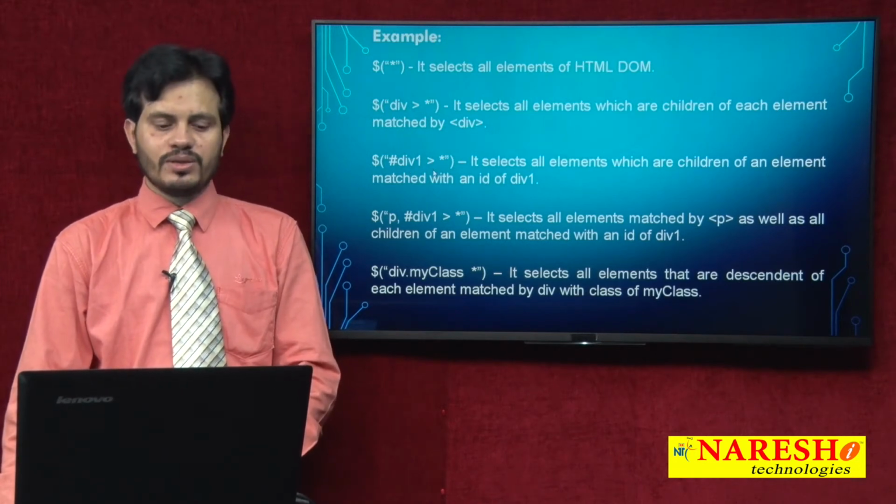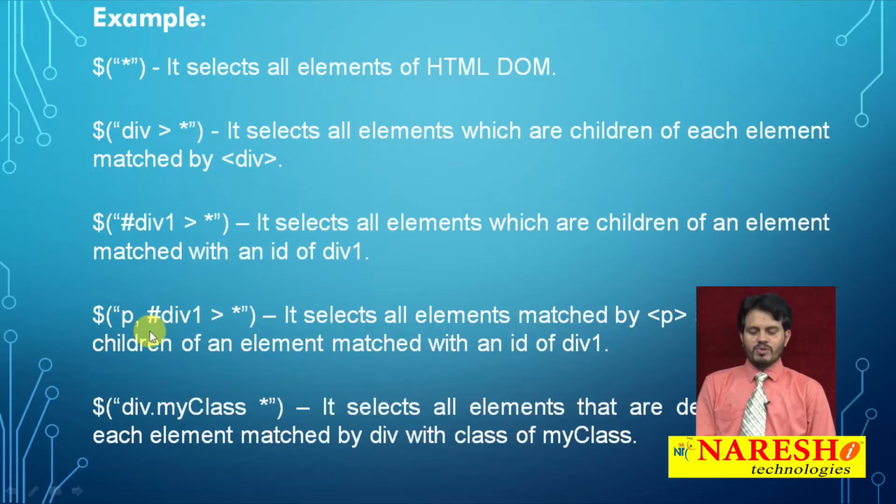So we can use it like this. Now observe that I am using a combination of multiple selectors which we have discussed in the previous video session, part 4. What we discussed: p comma #div1 > * means, first of all, it selects all the elements matched by what? P, paragraph. After the comma, this is the second selector.